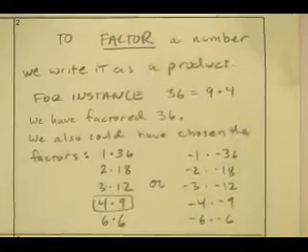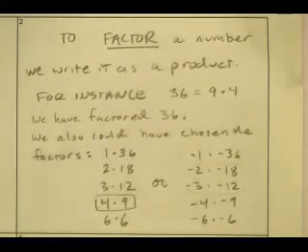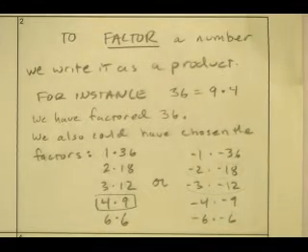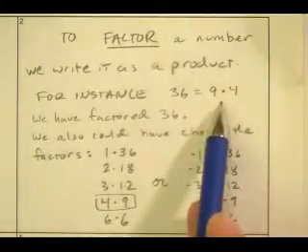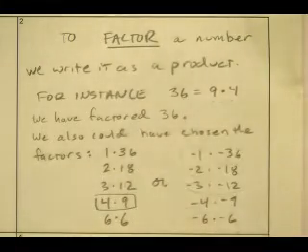Alright, to factor. What do I mean when I say factor? Well, when I factor, what I'm trying to do is write a number as a product. Yes, I said it, a product. So I take a number, for instance 36, and I write it as a product of 9 and 4. I factored it. Bada bing, bada boom.